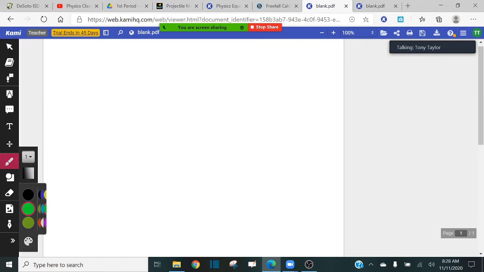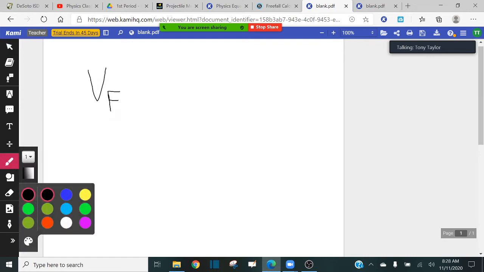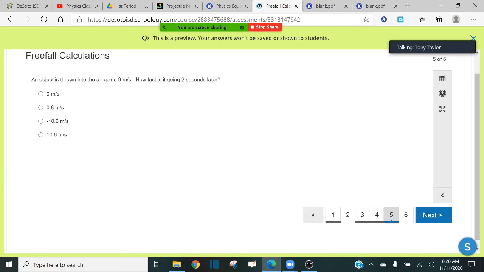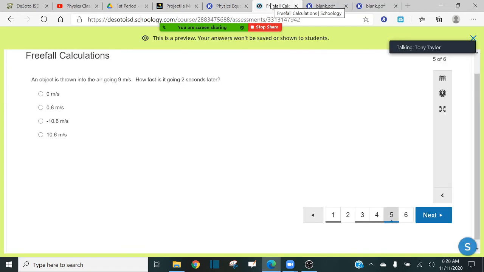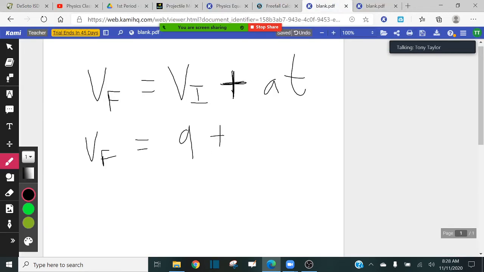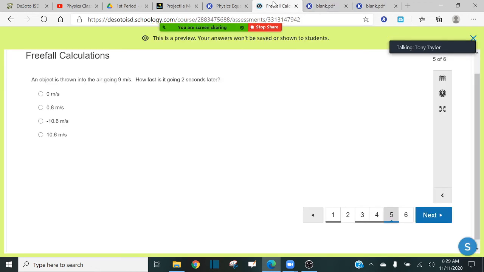So I'm going to write down the first equation. Final velocity is equal to initial velocity plus acceleration times time. Okay. So we're trying to solve for the final velocity. In other words, we're solving for the final velocity after 2 seconds. So that's what we're solving for. So the final velocity is equal to the initial velocity. The initial velocity is 9 meters per second. And of course, it was thrown upward, so it's moving in the positive direction. So we know the acceleration is negative 9.8 meters per second squared. And we know the time is 2 seconds.